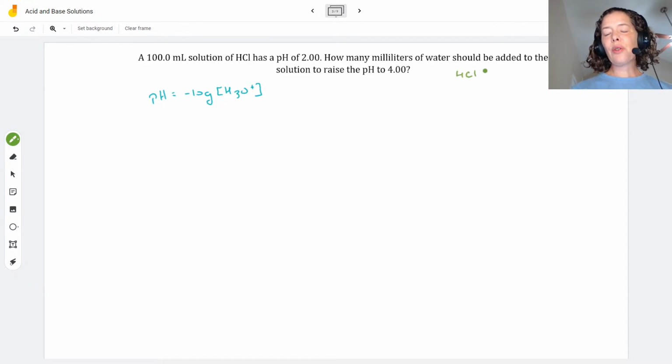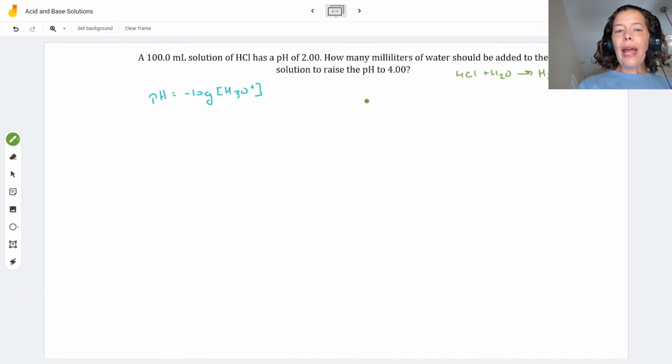So hydrochloric acid in water gives the hydronium ion and a chloride anion. All right, and you can see from this chemical equation, everything is a one-to-one ratio, which means my concentration of hydrochloric acid is my concentration of hydronium ion and vice versa. So figuring out the concentration of my hydrochloric acid will give me my concentration of hydronium ion.